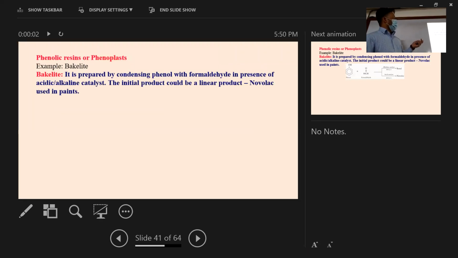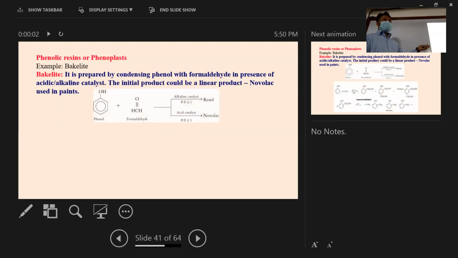Phenolic resins or phenoplast. Bakelite, we will learn how we can synthesize the bakelite. It is prepared by condensing phenol with formaldehyde. Very simple. This is our phenol. So phenol with formaldehyde, or we can call it methanol. Is it? So phenol reacting with formaldehyde can give two different types of products.